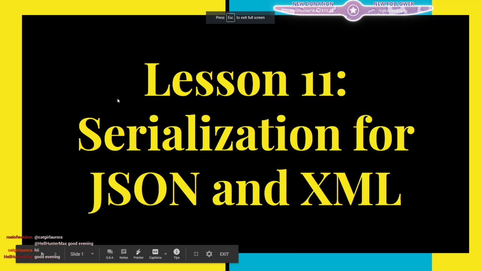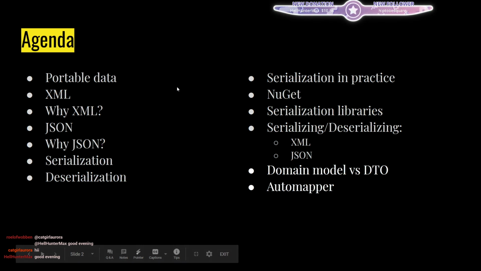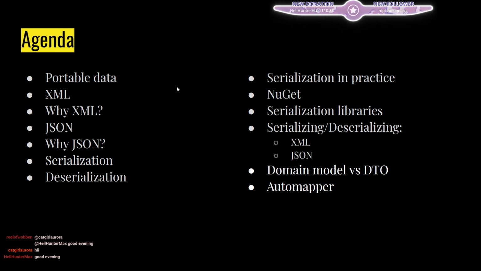What is so important, you might ask? Well, the agenda of this lesson is to talk about how to make data portable, how to convert objects into something that could be understood by everyone, and at the same time could be easily processed by a machine. So basically we'll be talking about standard data formats. The two most standard ones are XML and JSON.